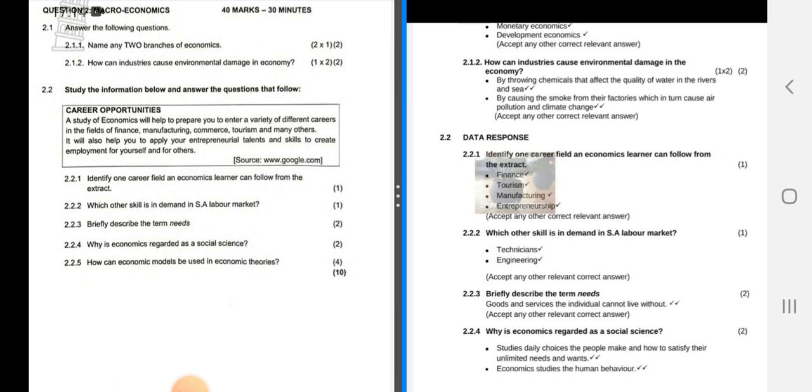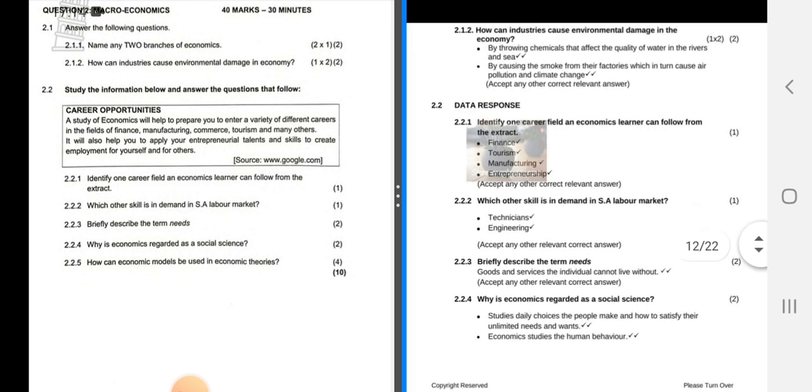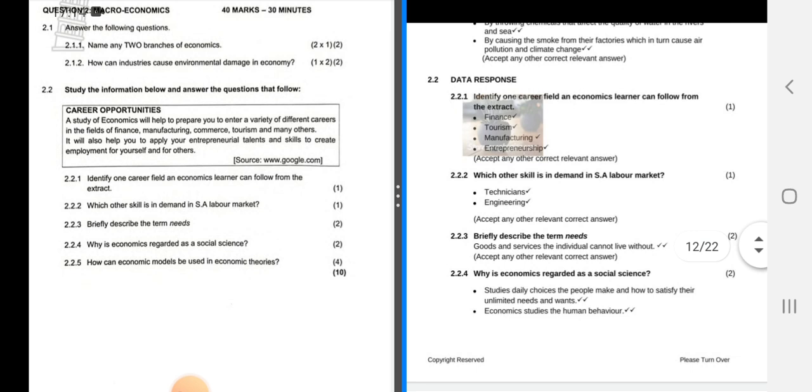Briefly describe the term needs. Needs are things that we cannot live without. Okay. Goods and services that individuals cannot live without, those are needs. They said 2 marks, so you need to construct a full sentence. You don't say briefly describe the term needs and you say housing, water, education. That is wrong. What are needs?